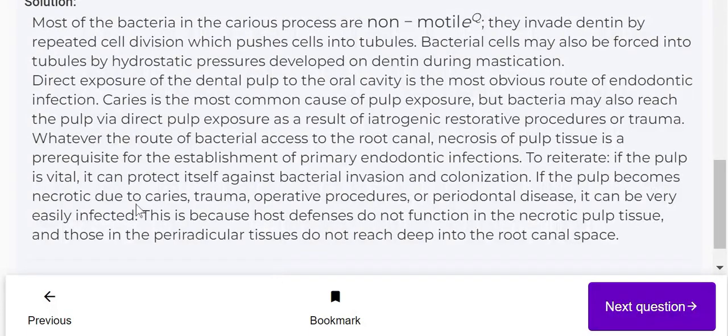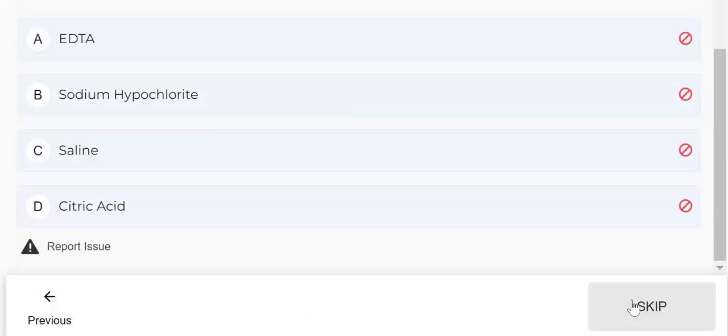If the pulp is vital, it can protect itself against bacterial invasion and colonization. If the pulp becomes necrotic due to caries, trauma, operative procedures, or periodontal diseases, it can be very easily infected. This is because the host defenses do not function in the necrotic pulp tissue, and those in the periradicular tissues do not reach deep into the root canal space.